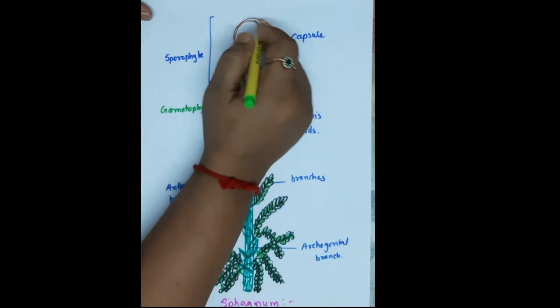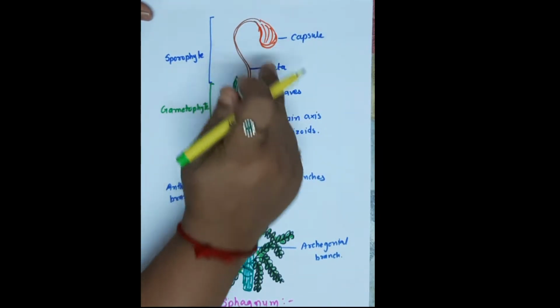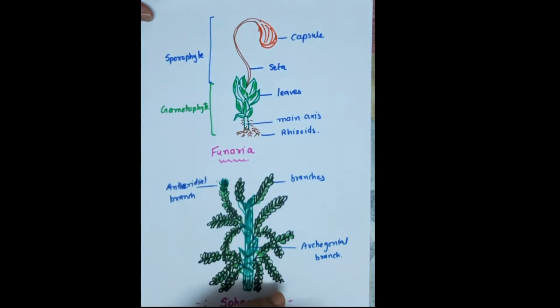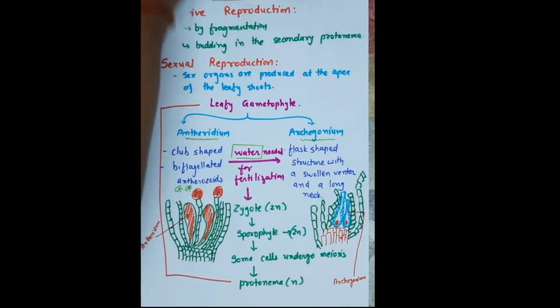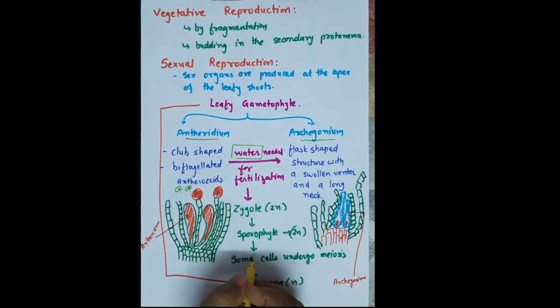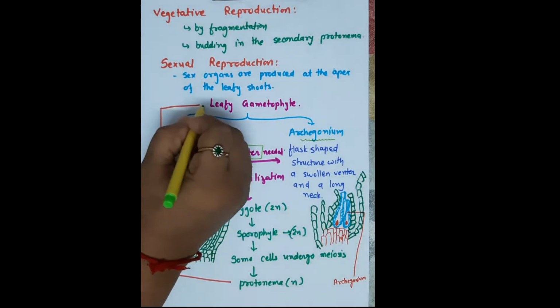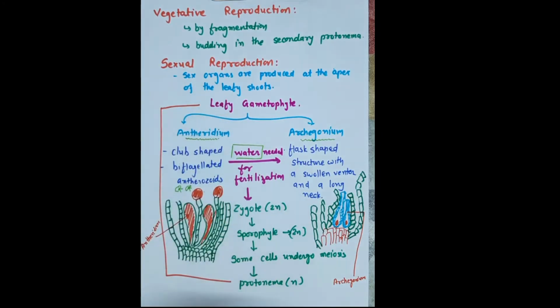So you can see this is sporophyte, but this sporophyte depends on gametophyte. Okay, so some of the cells again undergo meiosis and form protonema, and this will develop and again form leafy gametophyte.